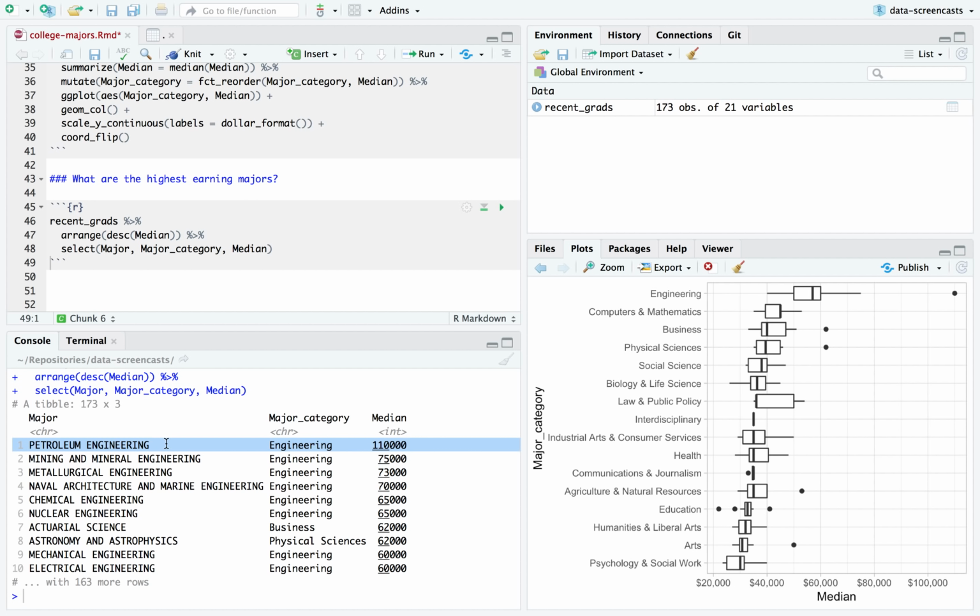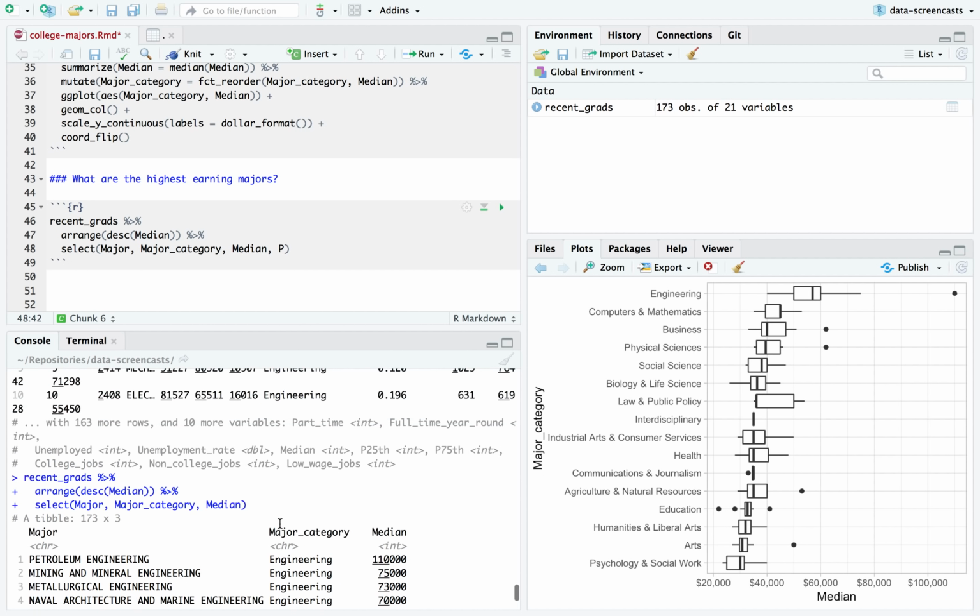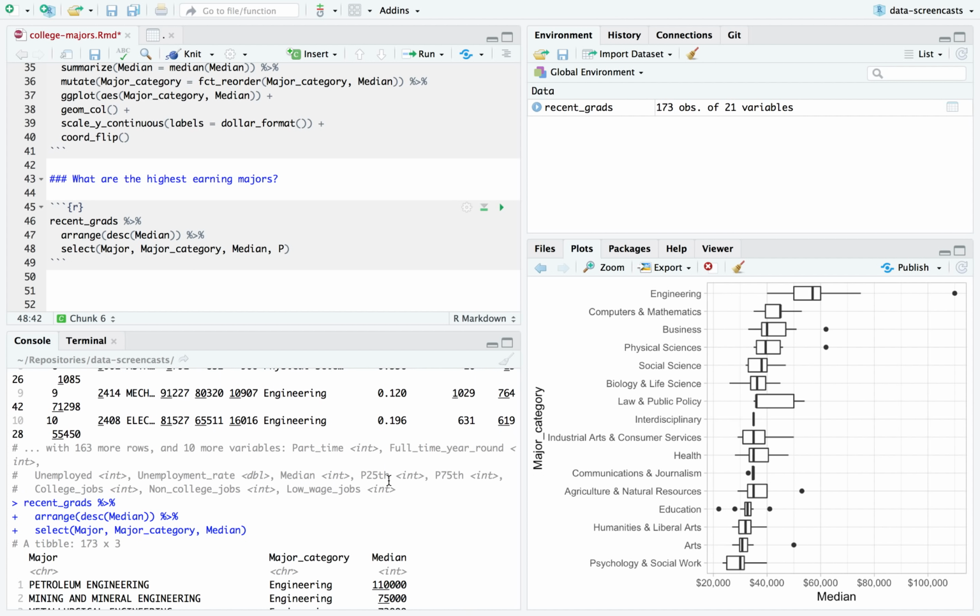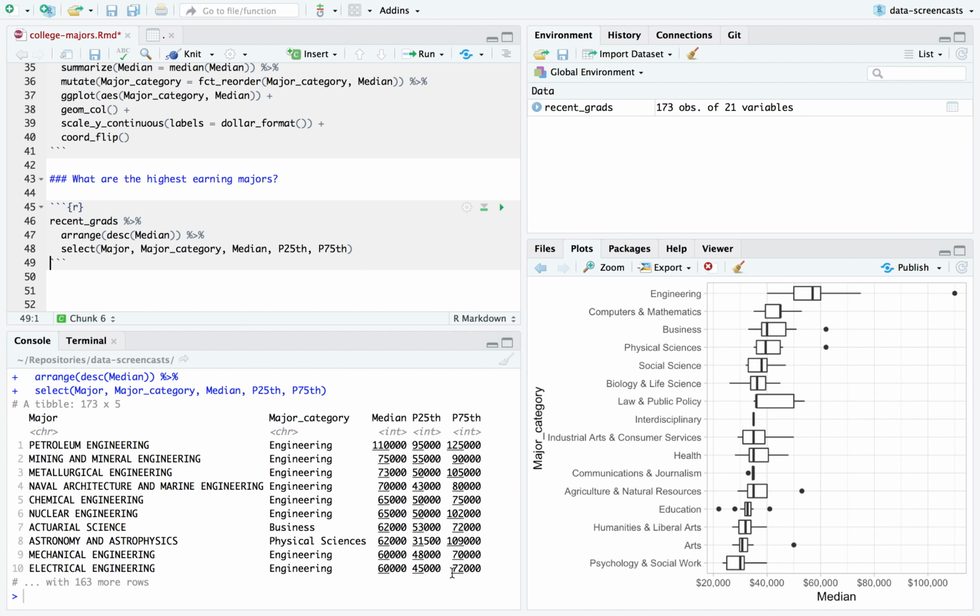Okay, so I see that the only outlier we have is petroleum engineering, people presumably going to work for oil companies, making this much money, and the rest of the people falling into this category. I'm also going to add our percentiles, P25 and P75. Select in this case is optional. It's just so I can focus on the top few for what's relevant.